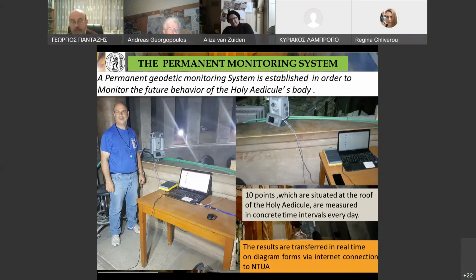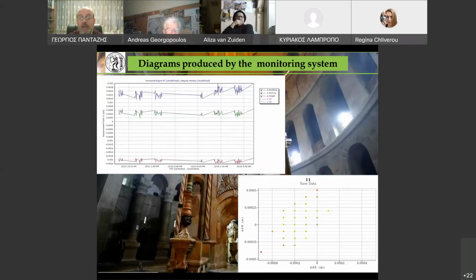The aim of this connection is the real-time information of the working team for any displacement which may occur on the body of the Holy Edicule during the rehabilitation works. There are some diagrams during the monitoring, and of course the displacement in three directions: northing, easting, and height.